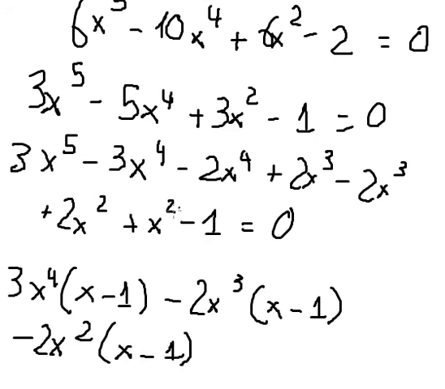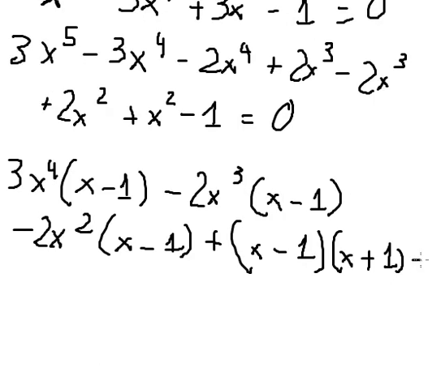The next one is x minus 1, x plus 1. This is an identity. So we have x minus 1. We can do factorization.